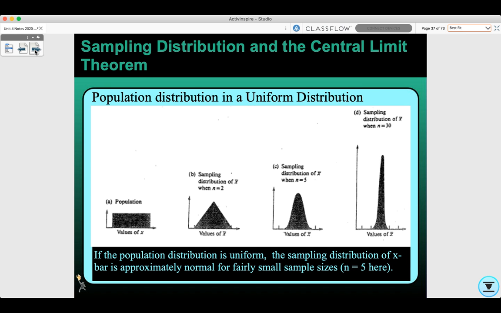If the population distribution is uniform, the sampling distribution of x bar is approximately normal for fairly small sample sizes. Here it's n equals 5. And again, notice, as n increases, our spread decreases.